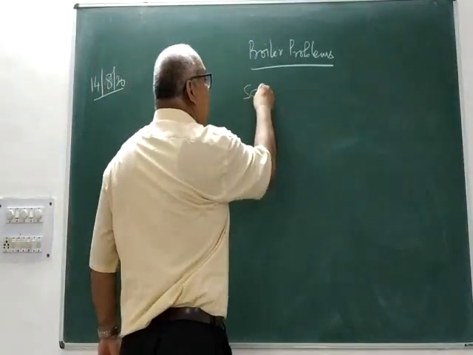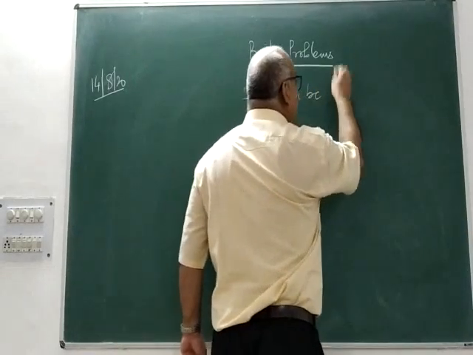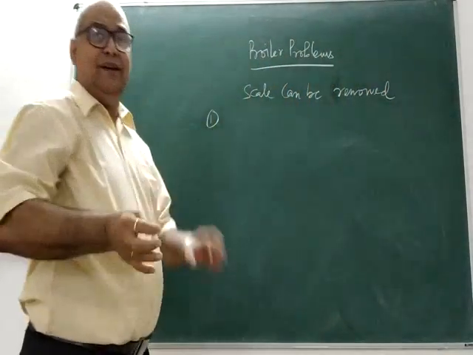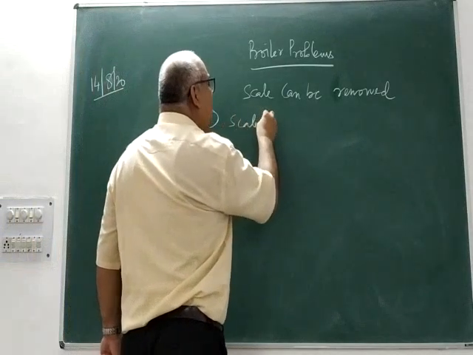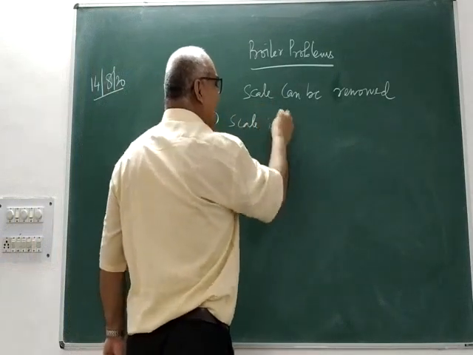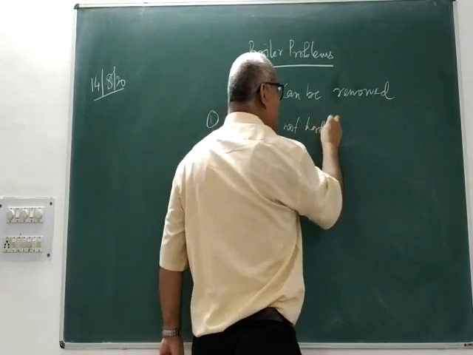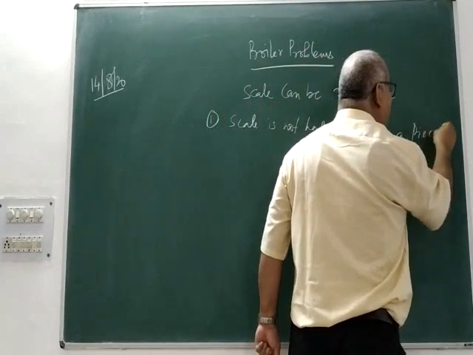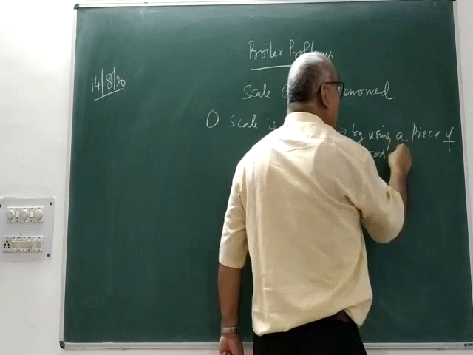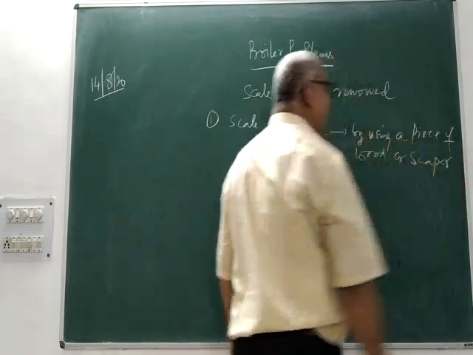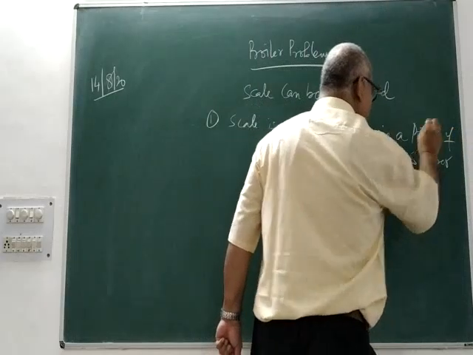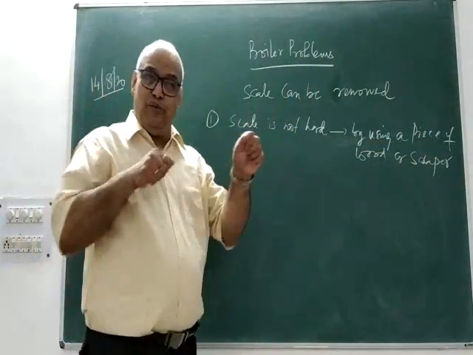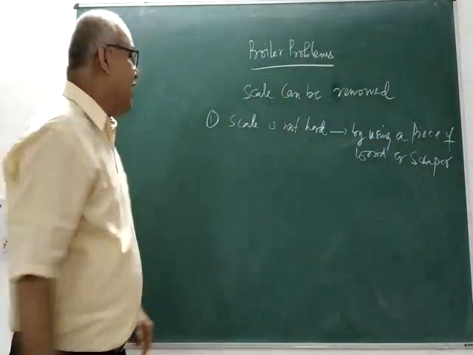So, scale can be removed. Actually, we have seen if the scale or sludge, whatever it may be, is not hard, by using a piece of wood or scraper. Try to understand that. If the scale is not very hard, it is slimy type of thing, then it can be removed by using a piece of wood or a scraper.